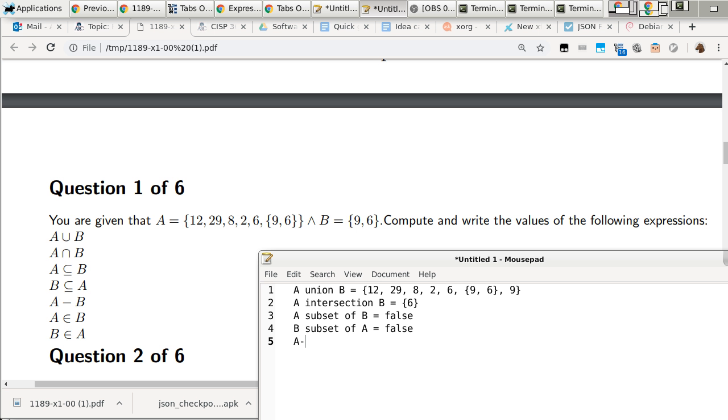Next one is A minus B, or the difference between A and B, which are things that are in A but not in B. So we got a pretty long list. Yes? You said this is a hypothetical, but if B was a set containing the set 9, 6, right? So you just have an extra curly brace around what's already there for B. Then would B be a subset of it? You mean like this?